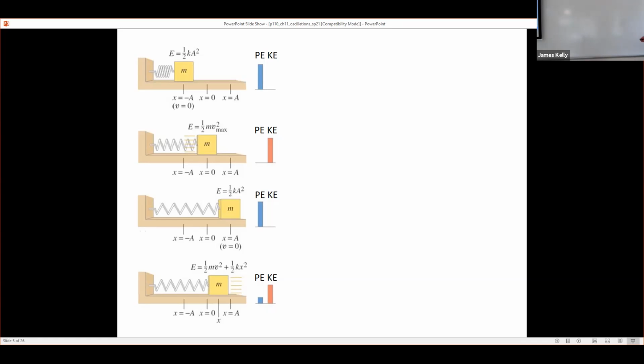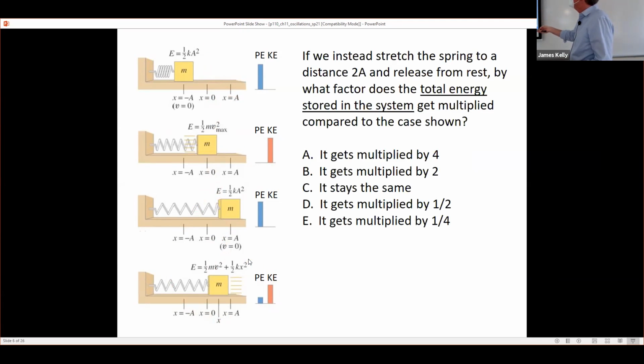We could say this is our initial case up here, and this is our final case down here. And we could say that the total mechanical energy, kinetic plus potential, doesn't change. And so the total kinetic plus potential initially is equal to kinetic plus potential finally.